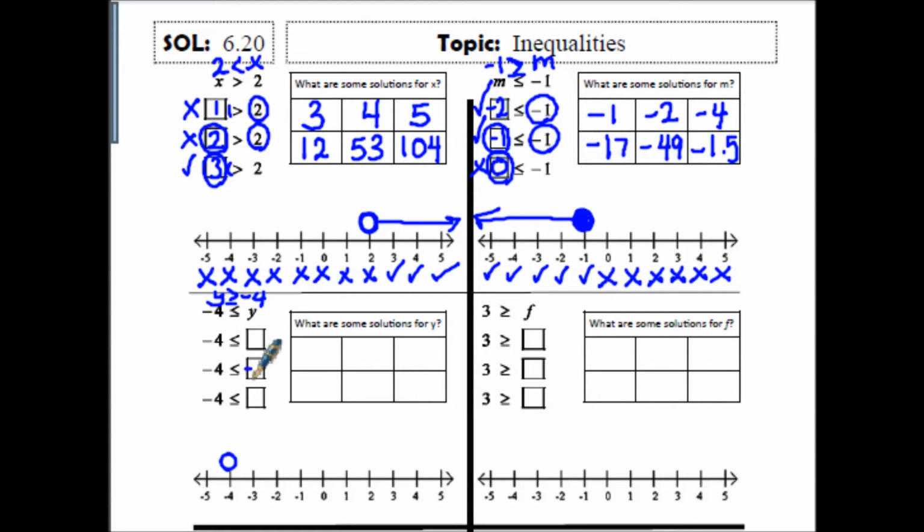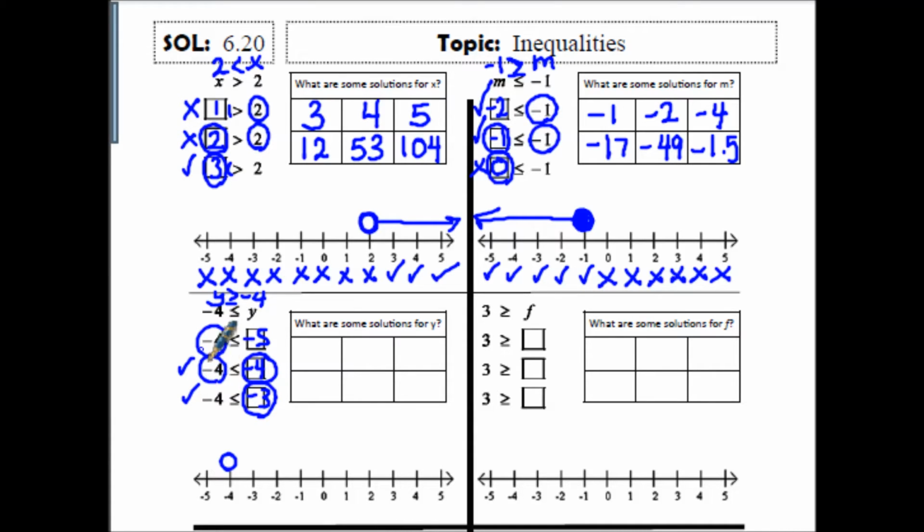Now we're comparing y to -4, so -4 is where the circle is going to go. And we are going to write in a number to the left that is smaller and a number to the right that is bigger. So we're going to compare -4 to -5 and -3 as well. So -3 is bigger than -4, so we see that as the bigger one. And we see -5 is to the left, which means -4 is bigger than -5. And we see -4 and -4 both have the same value, and that they are equal. So we know that is a solution.